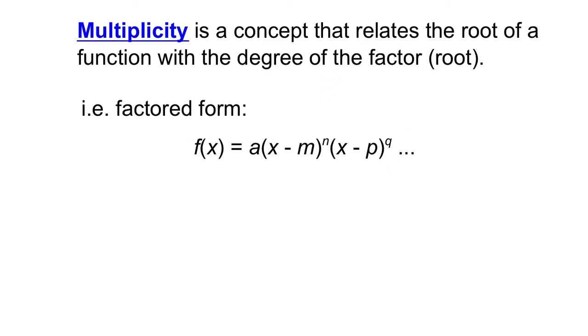And this brings me to the idea of multiplicity. Multiplicity is a concept that relates the root of a function with the degree of the factor, okay? So when we look at an equation in factored form, the factors tell us the root of the function. And so we can figure out, based on the exponent that's on the factor in the factored form, how that function is going to relate at its x-intercepts on the graph. So I'm going to show you a chart to break this down for you.